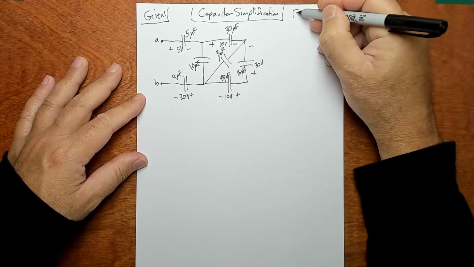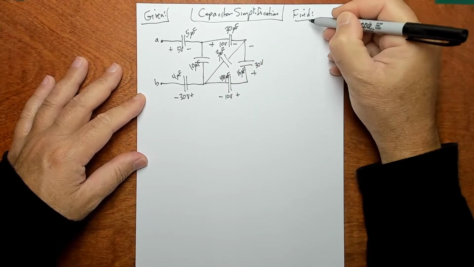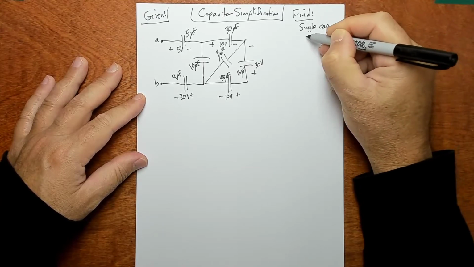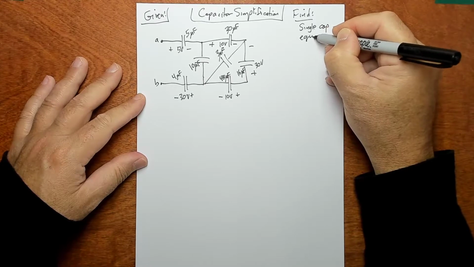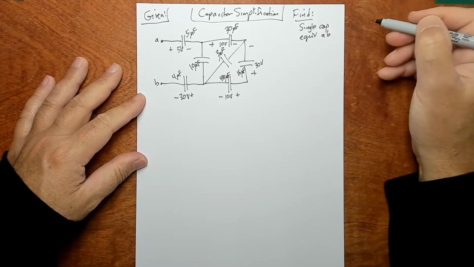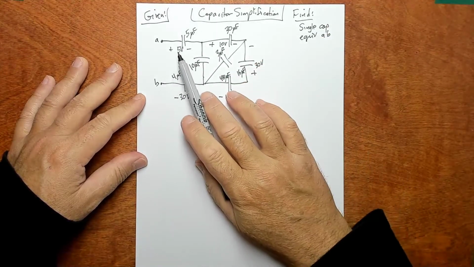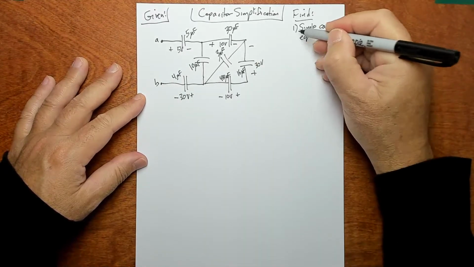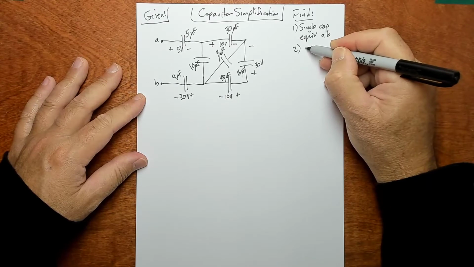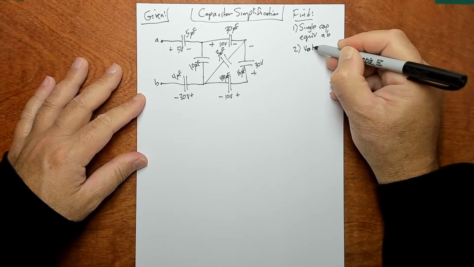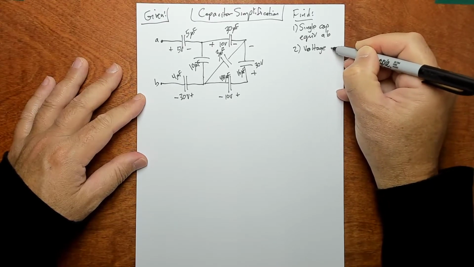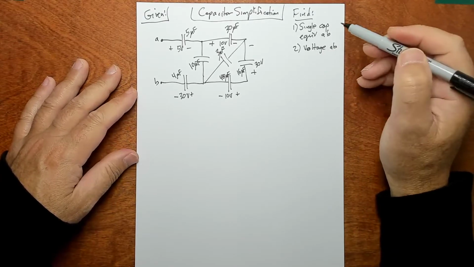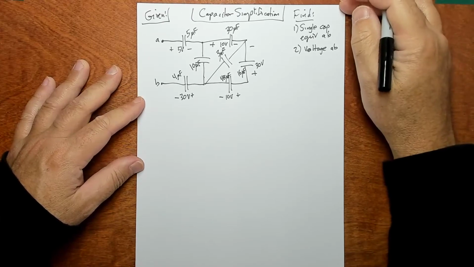but they've given you all the rest, and they're asking you to find the single cap equivalent from AB. Just seen from AB, we can simplify this down to 1 cap, and they want you to find the voltage. Keep track of the voltage at AB, but for more fun, we're going to keep track of the voltage all the way across, just because it's a good exercise.